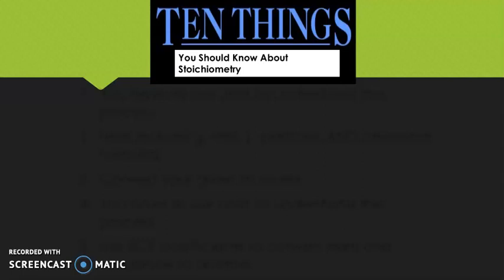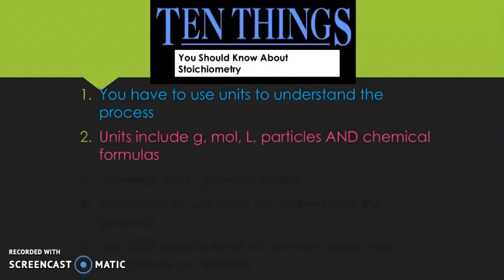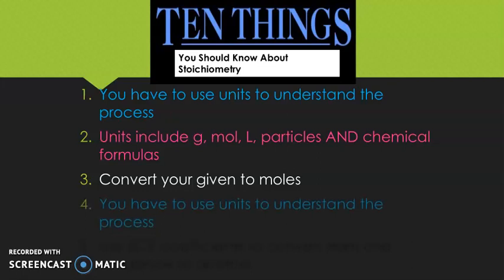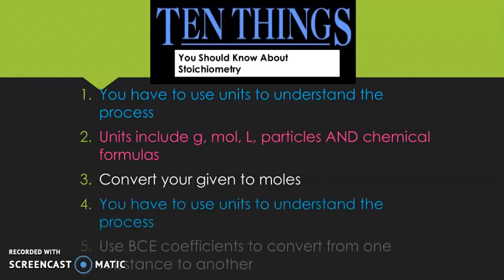10 things to know about stoichiometry. This is kind of redundant, so I'll just go through them fast. You have to show your units or you don't understand the process, and that means grams, moles, liters, particles, and the chemical formulas or the element symbols. You have to show those. You then convert your given into moles. If it's already in moles, you don't have to do that first step. You have to use the units to understand the process. So again, label the units to make sure you're doing it correctly. Don't skip steps. You don't get credit for that, if that's what motivates you. Make sure you do it correctly.